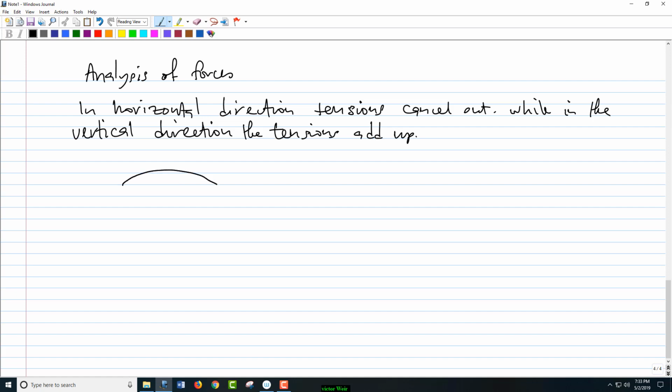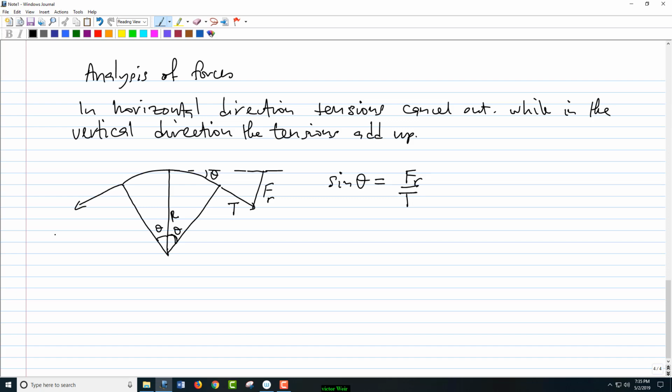So in the analysis of forces, in the horizontal direction the tensions cancel out, while in the vertical direction the tensions add up. By analyzing, you will see that sine theta is equal to F_r over T, which is the opposite over the hypotenuse on the right side of the segment delta s, and on the left side also sine theta is equal to F_r over T. Now, because the segment is part of a circle, the segment delta s is equal to r times 2 theta.